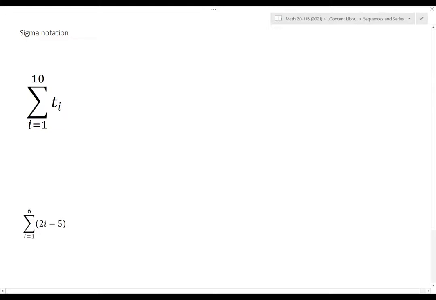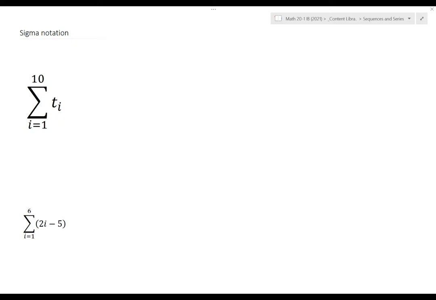Hello everyone. In this video, we're going to look at a notation that we can use to simplify writing long sums, and that's sigma notation. So this big E shape is a Greek capital letter sigma, which is actually the letter S, even though it looks like an E. And we use it to indicate a sum.